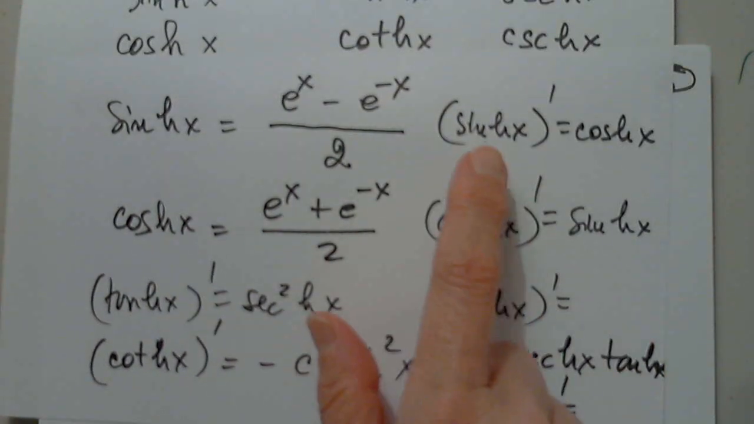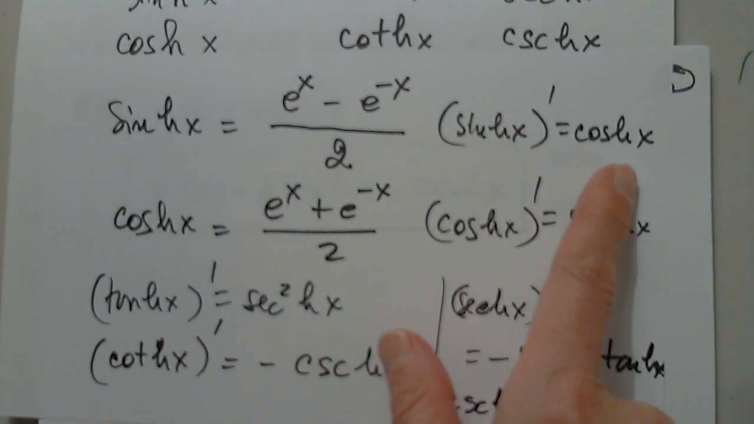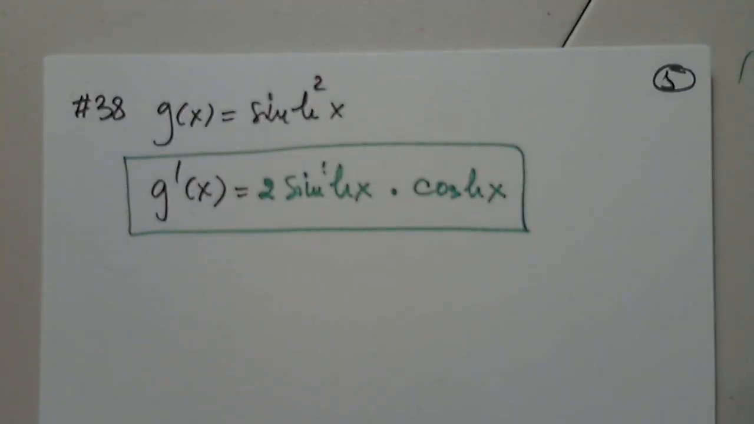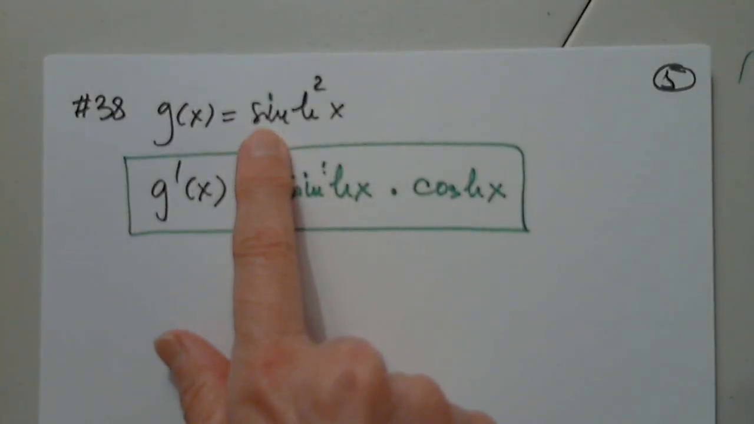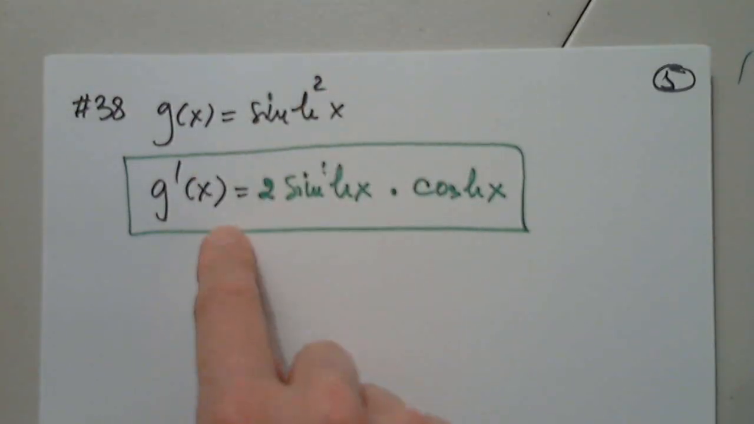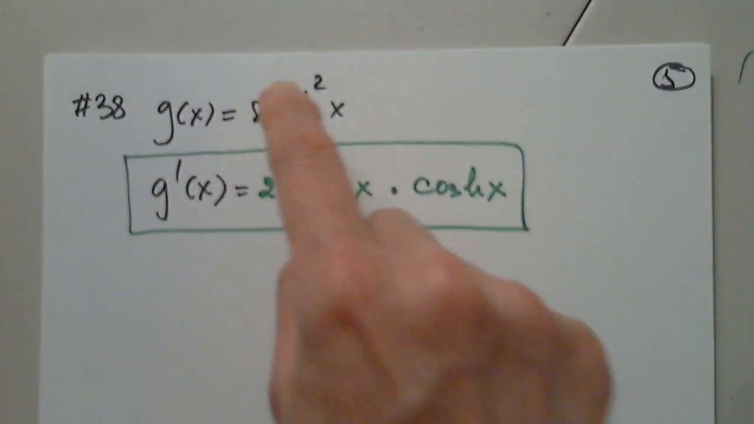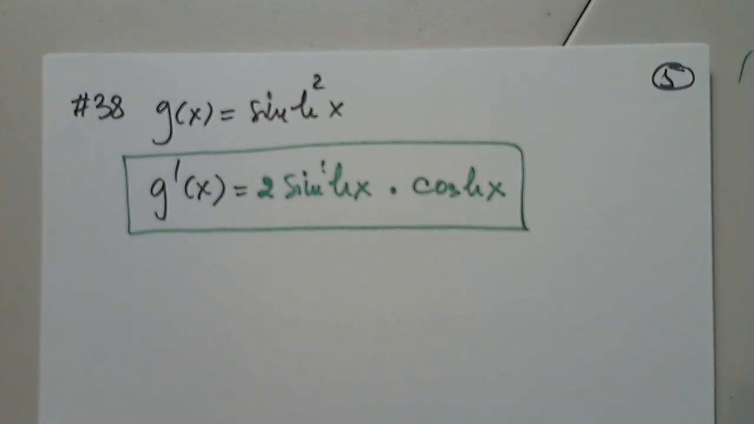So we just wrote here that hyperbolic sine prime is cosine. So hyperbolic sine squared prime is 2 times hyperbolic sine to the 2 minus 1 times the inner function prime, which is hyperbolic cosine. Is that okay? Yeah, I get it now. Perfect. So let's look at other examples.